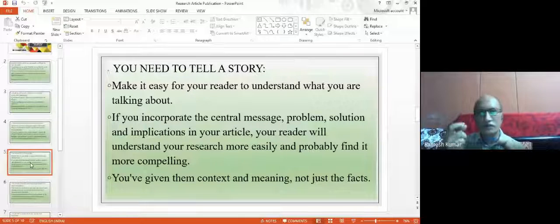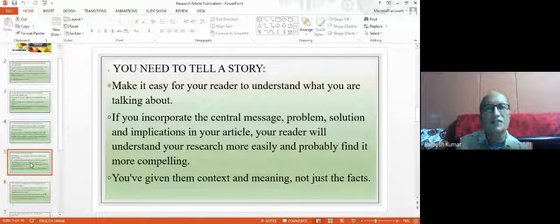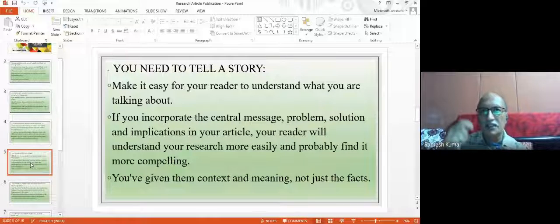Each of the paragraphs, not because you want to divide it and you simply divide it for the sake of dividing it into paragraphs. Each of your paragraphs should be able to tell something to the reader. The reader should be able to identify what exactly you are trying to tell them. That is what is important here.